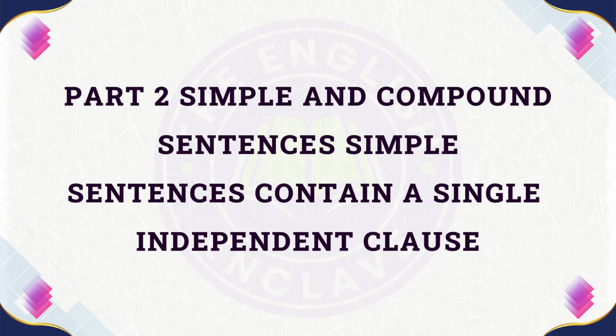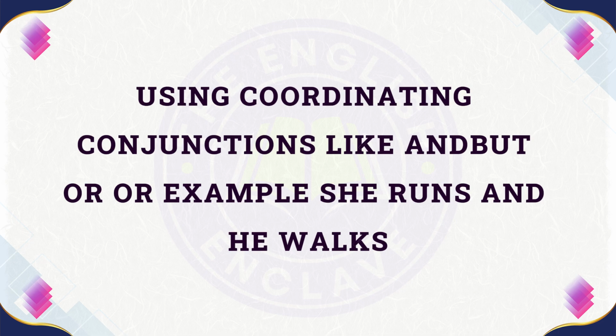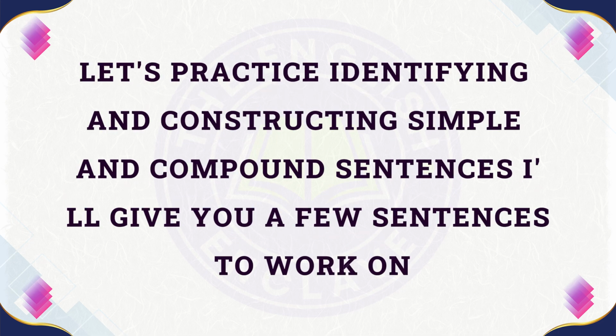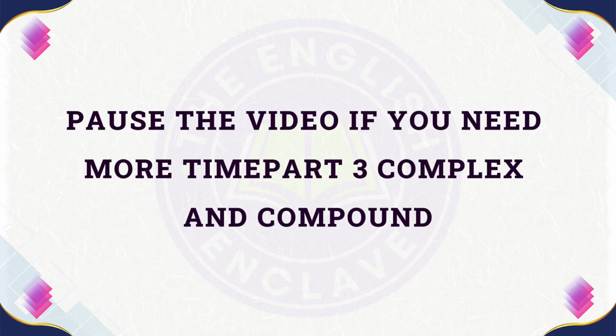Part 2. Simple and compound sentences. Simple sentences contain a single independent clause. Example: she runs. Compound sentences combine two or more independent clauses using coordinating conjunctions like and, but, or. Example: she runs, and he walks. Let's practice identifying and constructing simple and compound sentences. I'll give you a few sentences to work on. Pause the video if you need more time.